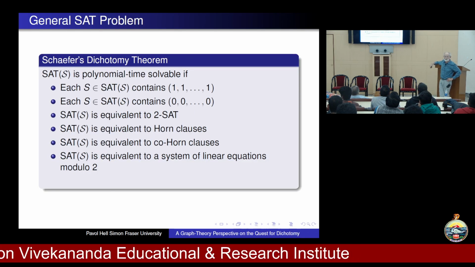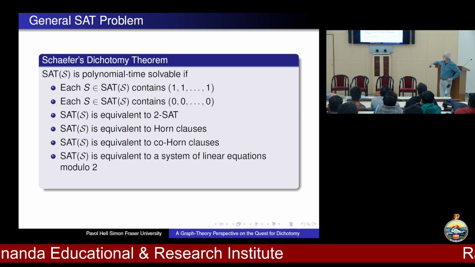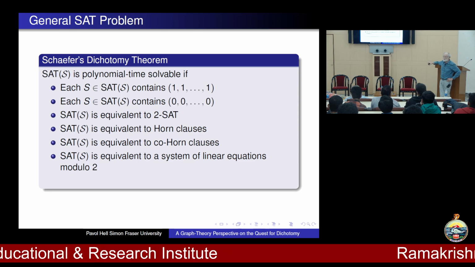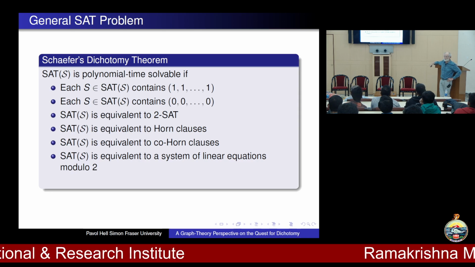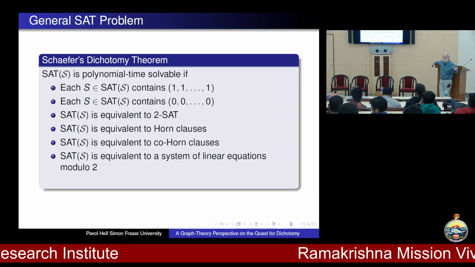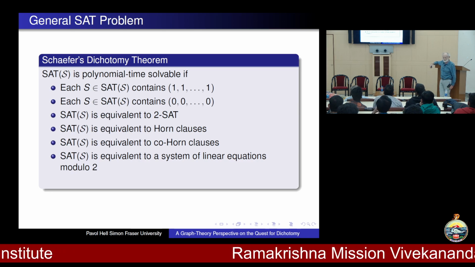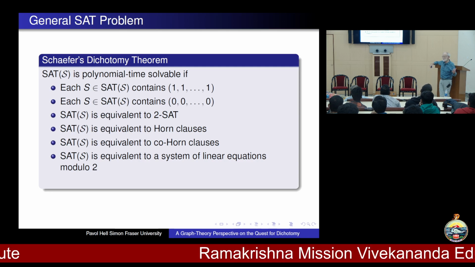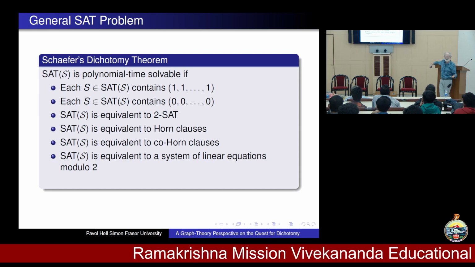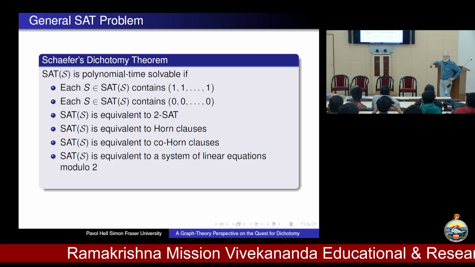And then Schaefer listed what problems of this sort are known to have polynomial algorithms. So the trivial case is when every relation has the constant all-true vector. If assigning all variables true satisfies every constraint, then the problem is trivially solvable. You say the solution is everyone is true. That satisfies all constraints. Similarly, if mapping all vertices to 0, making all of them false, satisfies all the constraints you have given me, all the relations, then that's good.